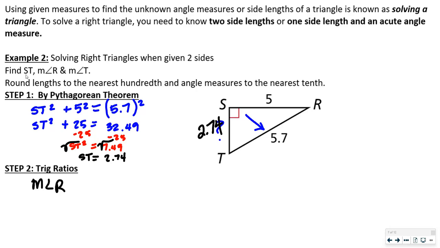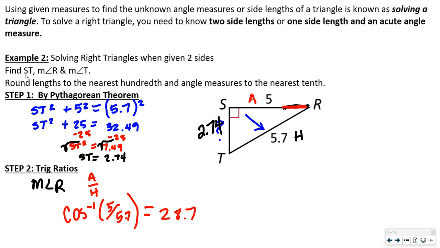So what do we have? We have the hypotenuse. And what is this right here? It's beside the angle, so this is adjacent. What ratio uses adjacent and hypotenuse? Isn't that going to be cosine? So we're going to say the inverse cosine of our adjacent, which is our 5, over our hypotenuse, which is our 5.7. Go ahead and put that into our calculator, and we're going to get 28.7 degrees.